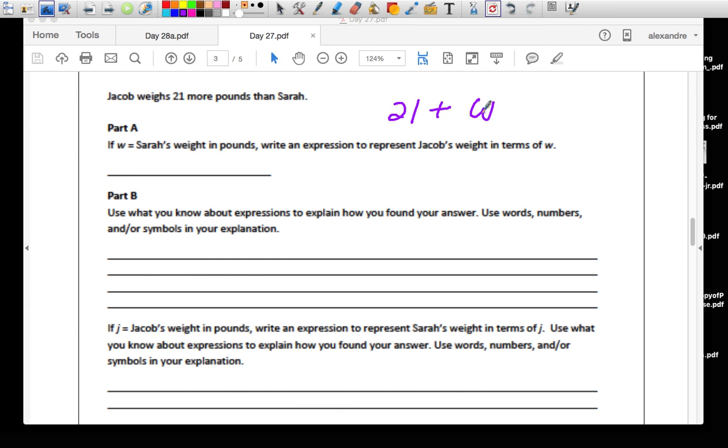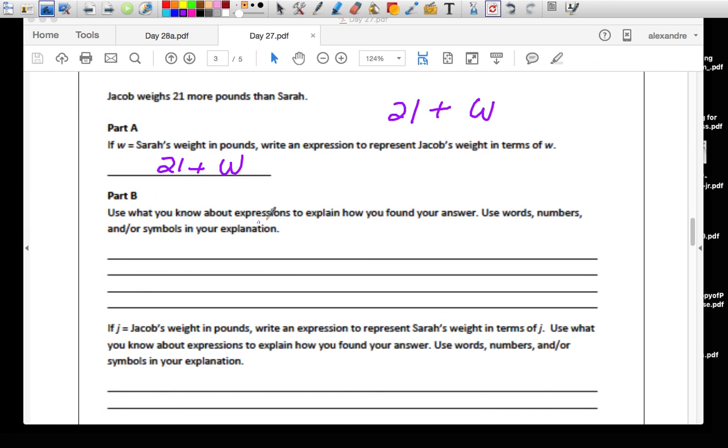So if she is 10 pounds, Jacob would be 21 plus 10, which is 31. If Sarah is 100 pounds, let's just make it up, Jacob would be 21 plus 100. So since we don't know what Sarah is, Jacob is going to be 21 pounds plus whatever she is, and we don't know what she is, so we use W. Okay?